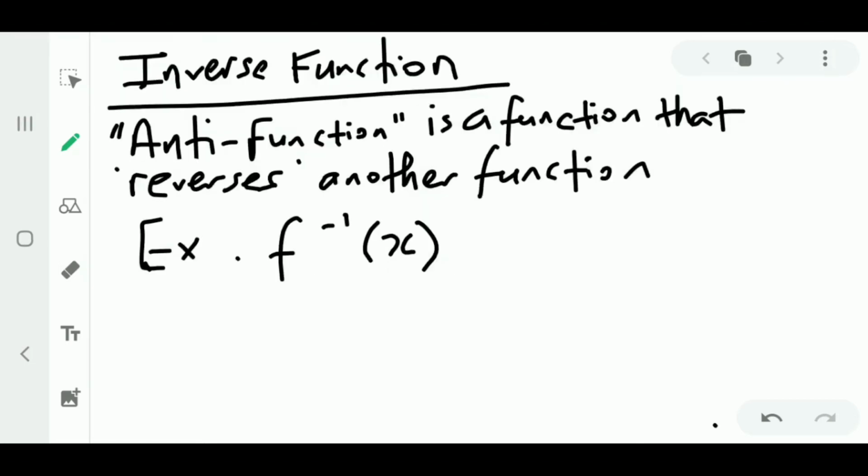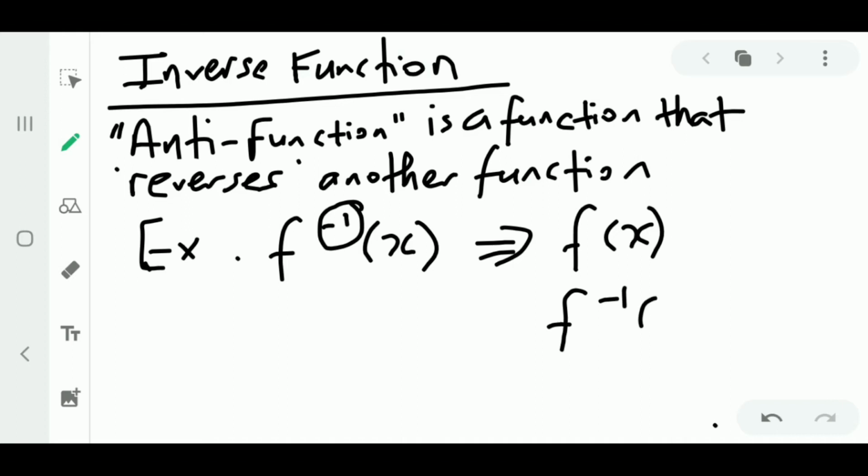So now we're going to do inverse function. So the inverse function is otherwise called the anti-function, and it is a function that reverses another function. So we usually denote the inverse by this here. So if you were given f of x, the inverse of f of x will be represented by f inverse of x.